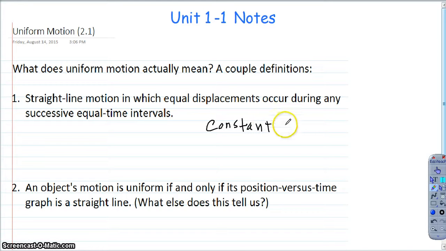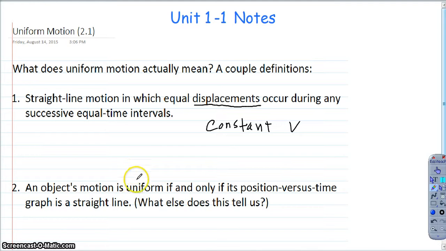So the big thing that uniform motion means is we're moving with a constant velocity. And I do know that it is velocity because they told me it was equal displacements and not distances. Okay, so basically uniform motion is any motion that has a constant velocity. Now that velocity could also be zero, but in this case it's just in general. Could be anything that's constant. The second definition down here is kind of similar to that.